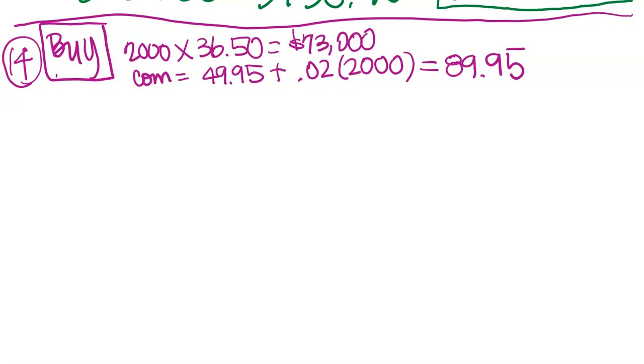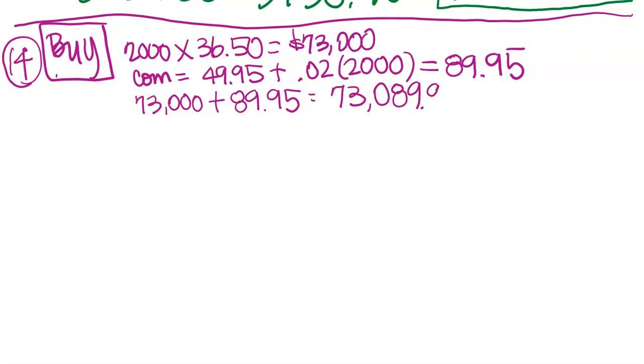Now, sometimes they have a different commission when they buy versus when they sell. In this problem, it's the same for both of them. So to buy, they had to have $73,000 and add in the commission, because remember, when you buy it, you add it in. So let's keep that one in mind. Then we're going to sell.